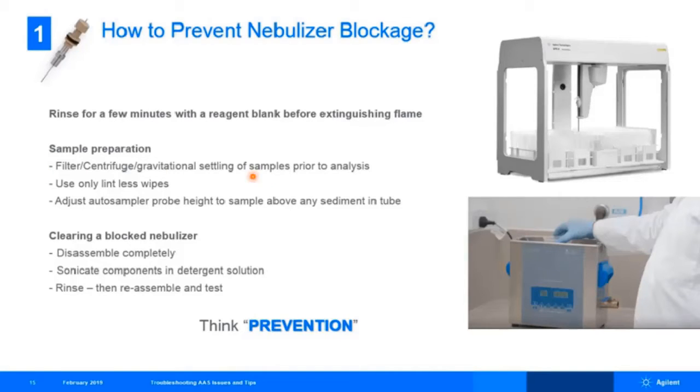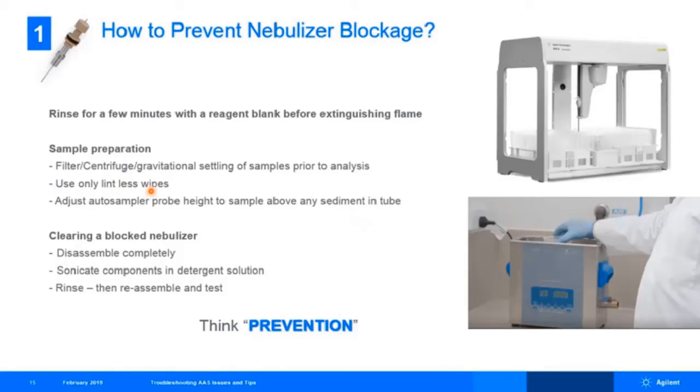Now, sample preparation also plays a critical role here. What we really want to do is make sure that we're removing any large particles from the sample that may be contributing to cause nebulizer blockage prior to the analysis. So that means we need to either filter samples, centrifuge samples, or allow them to settle gravitationally so that those larger particles will not be drawn through the nebulizer. For the same reason, if we're working with an autosampler, or even if we're just working with manual sampling, we want to make sure that we're sampling above the level where there's any sediment in the sample vessel that we're working with.